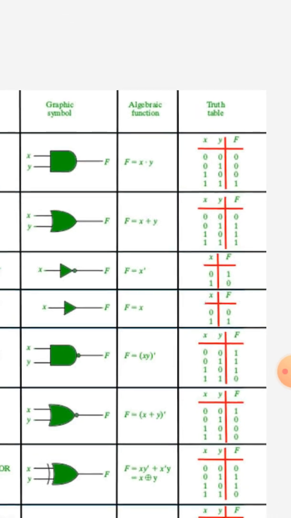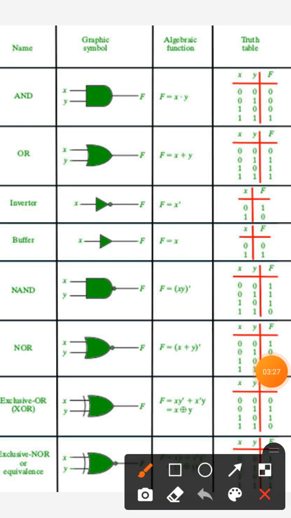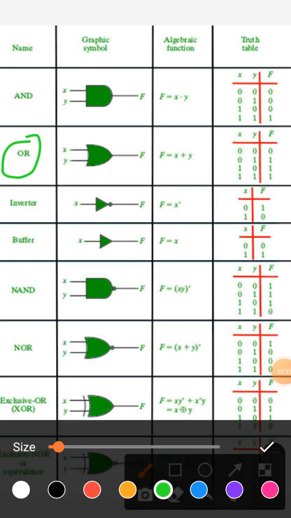Similarly, we can use another operator and get the OR gate. So what is the OR gate? In an OR gate, we have two inputs x and y. It may be more than 2, 3, 4, 5 as we require, but the output is always one value, either 1 or 0. So this is the truth table for the two-input OR gate.